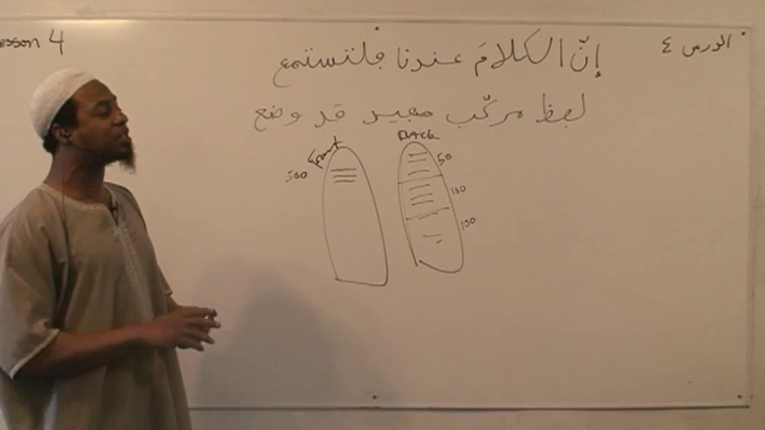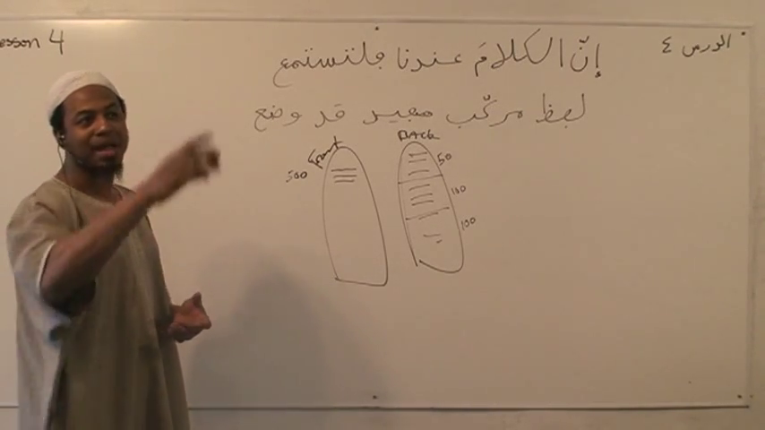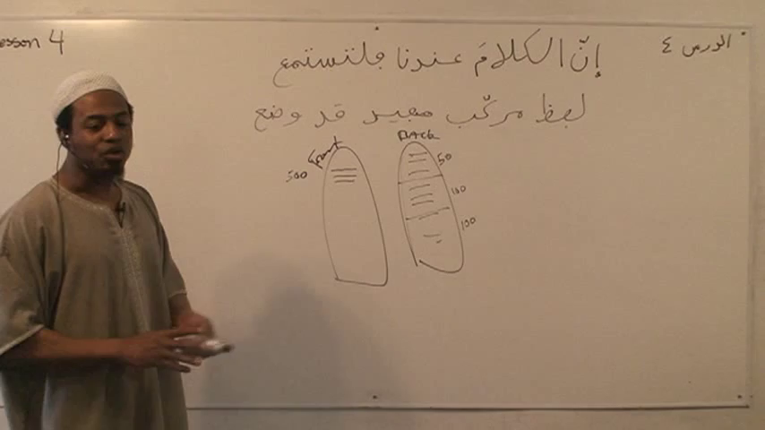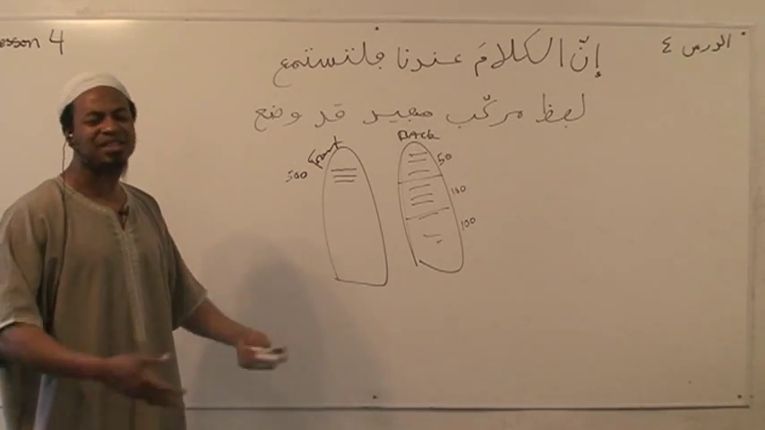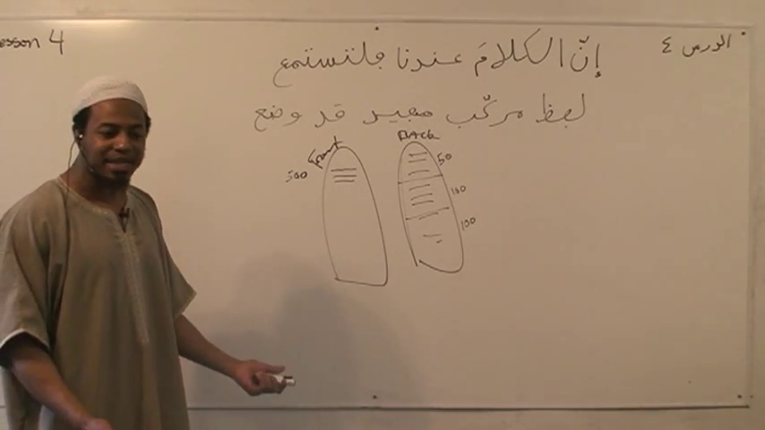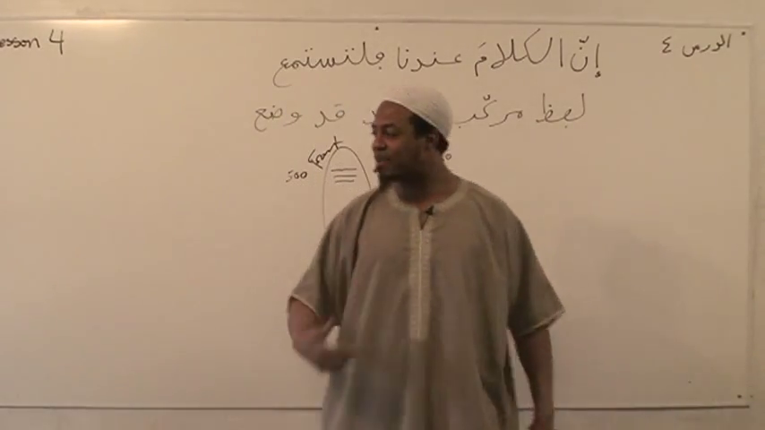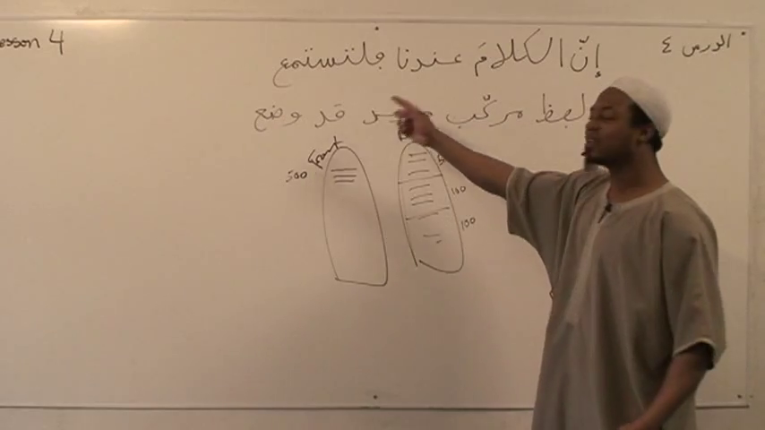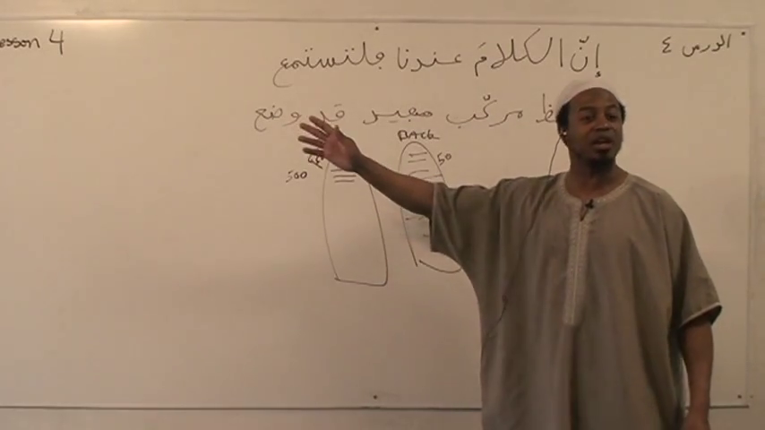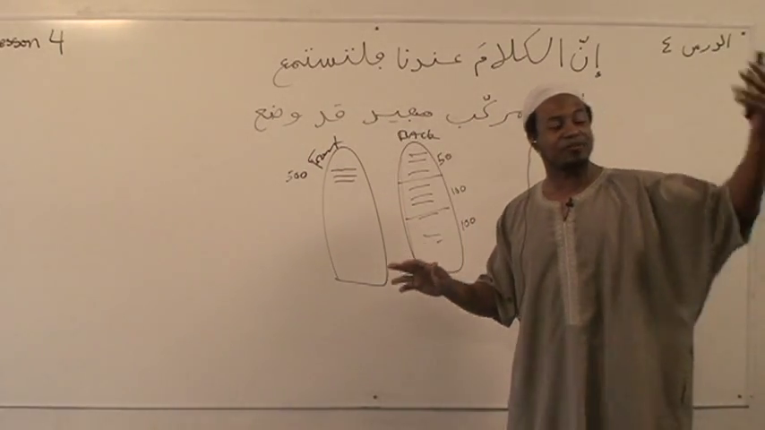That's about 50 seconds by my looking at the clock right there. You said it 10 times, and it took you 50 seconds. Let's say it takes a minute to say it 10 times. That's in the beginning. As you recite it more, you'll say it even faster. You'll be saying, Inna al-kalam indana faltastami' lafdun murakkabun mufidun qad wudi', and you'll be done. That takes a few seconds.